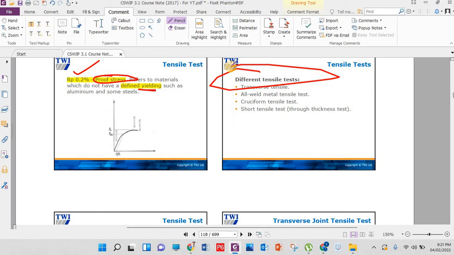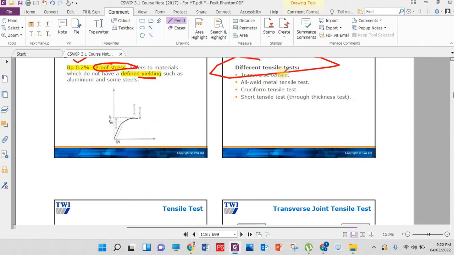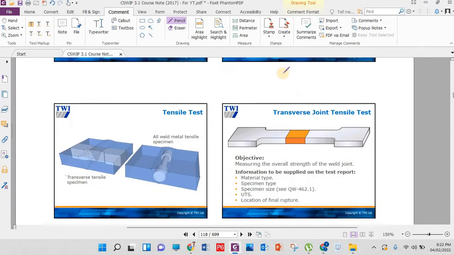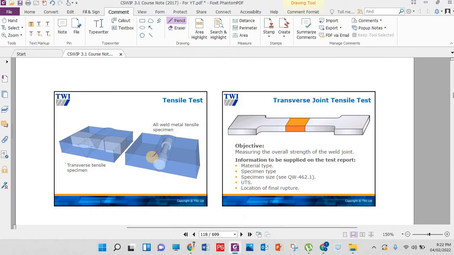If you are not able to understand the overview of other things, please note down those things which I am letting you know are the important ones. So this is the important one. Different tensile tests. Which kind of test? Okay, you can see here. This is the welding. This is the welding. Okay.